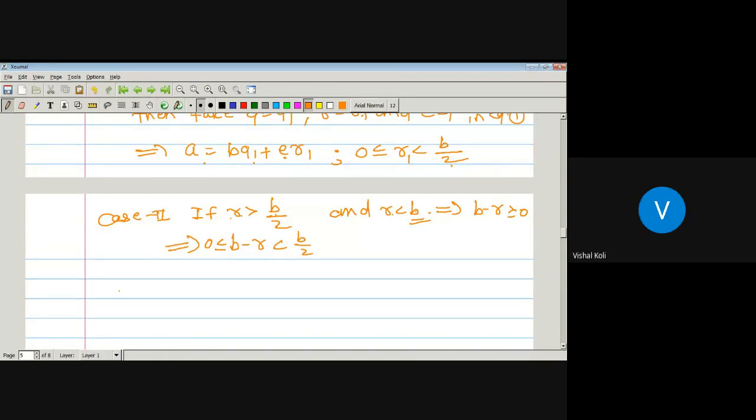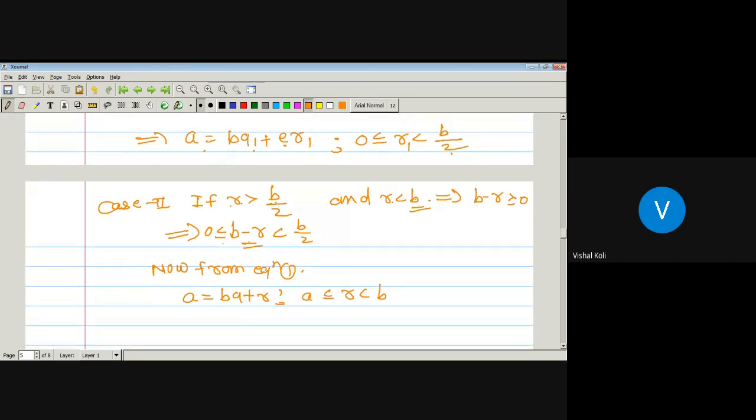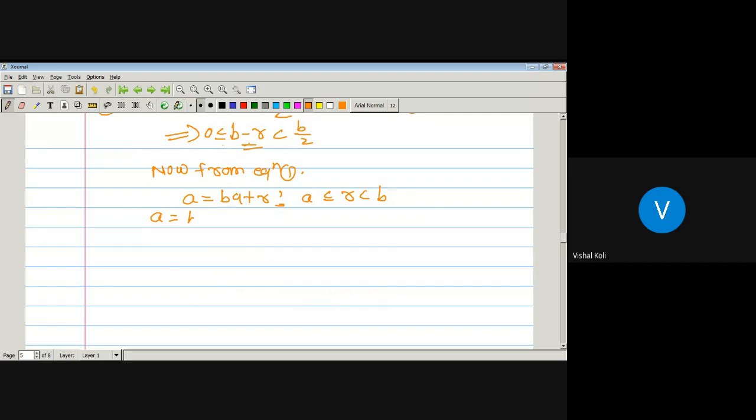Yes, sir. So here 0 is less than or equal to B minus R, which is strictly less than B by 2. Now we will consider this B minus R as some R1 and form A. Now from equation 1, what is equation 1? A is equal to BQ plus R, where 0 is less than or equal to R, which is strictly less than B. Now we can write this A as B into Q plus 1.